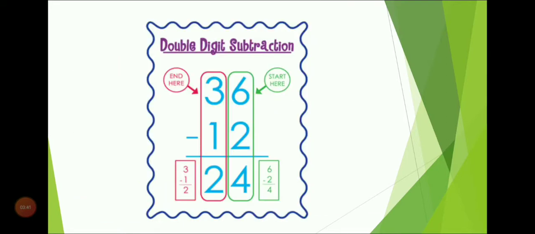Now, let's take another example. Let us subtract 12 from 36. First, we will write the given numbers in column form. Then, we will subtract the ones. Then, we will subtract the tens. So, it means 36 minus 12 is equal to 24.